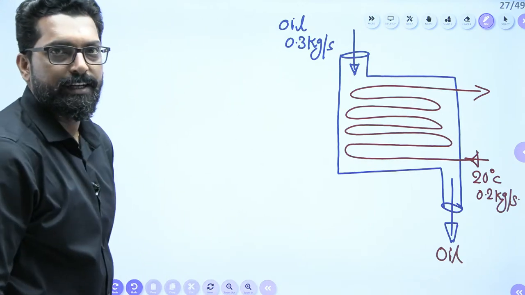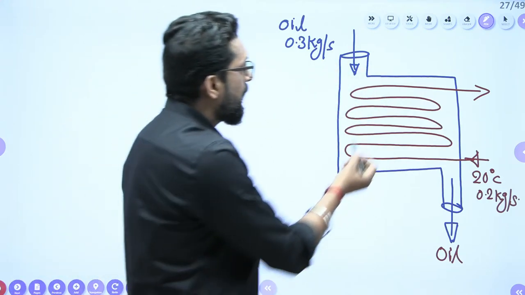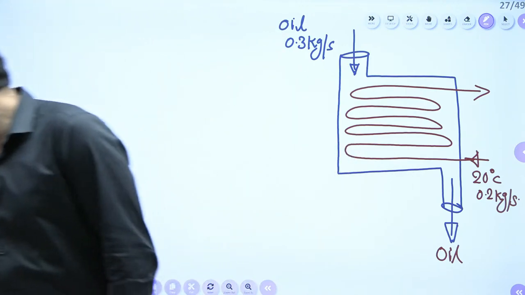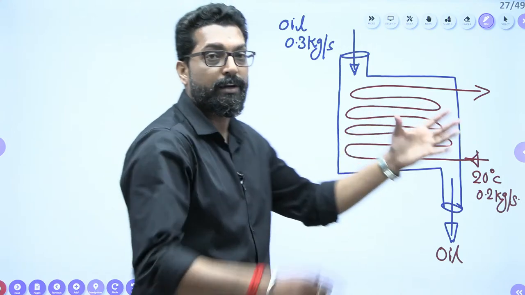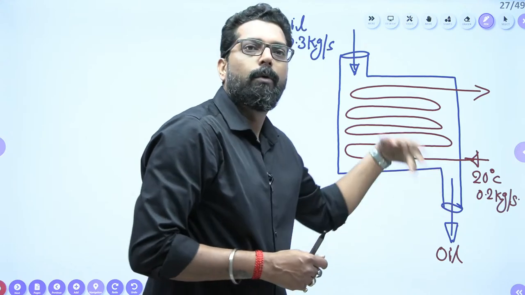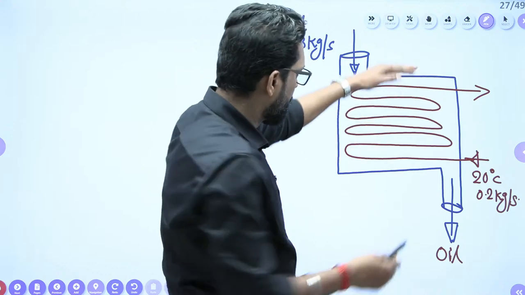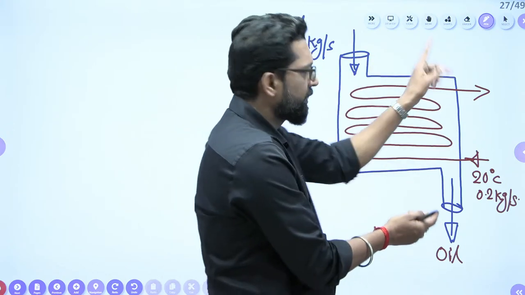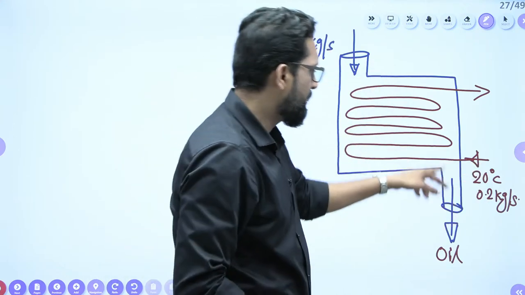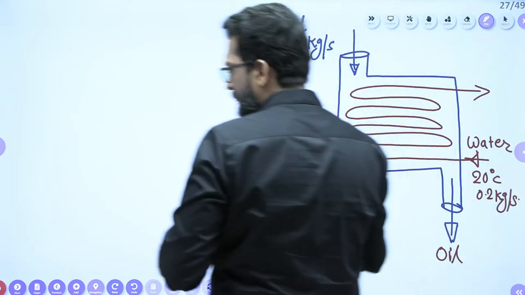It looks like a shell and tube with multiple passes. So this is one shell and 8 tubes. This will be very effective when we transfer heat. Why? Because there are multiple passes. You can make another shell also: two shells, n number of tubes, 3 shells, 4 shells. So this is one shell, and the number of tubes is 8: 1, 2, 3, 4, 5, 6, 7, 8. In the tubes there is water, and in the shell there is oil.